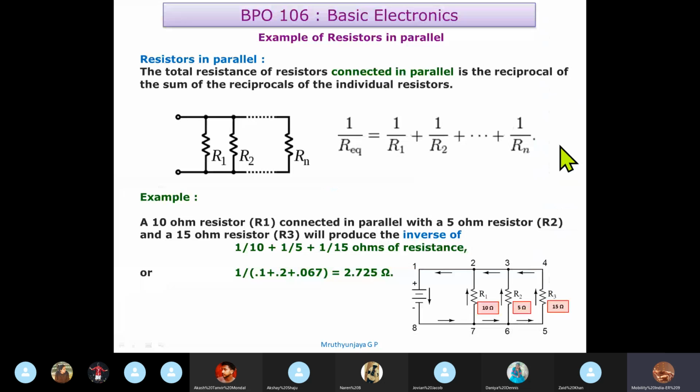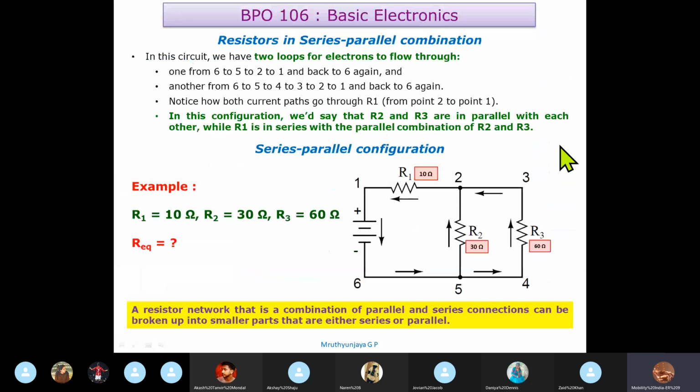Now we will look into the series and parallel combination. In electronic circuits, this particular thing is very much possible and we keep using this regularly. Here in this case, we have two loops for electrons to flow. In the previous only parallel case, it was 3 loops. Here we have got 2 loops. One loop is this, the other loop is this. Get it? One from 6, 5 to 1 and the other one is 6, 5, 4, 3 to 1.